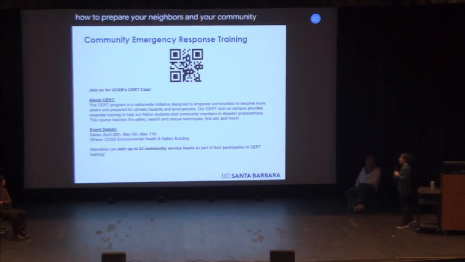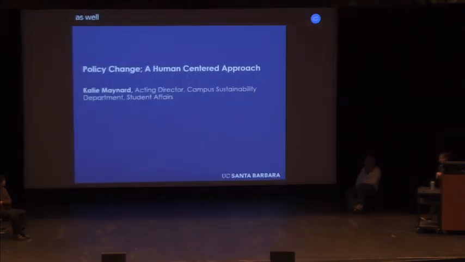how to prepare your neighbors and your community. And the nice thing about this is there's actually going to be a class coming up. And I have the QR code if you're interested. The event dates are April 28th, May 5th, and May 11th. And it's over in EH&S. So if you're interested in this, check out the QR code. It's a really great opportunity. I took the training as well. So I'm going to pass it back over to Katie.